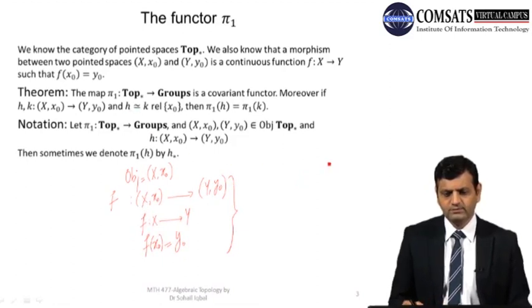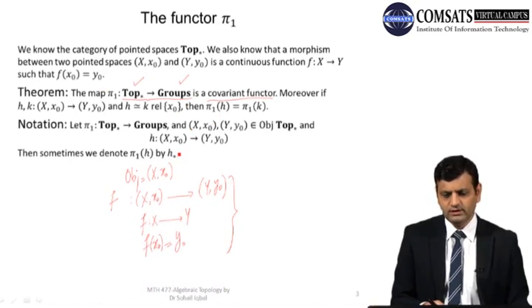Now we are going to define this pi1, which is going to be a functor from the category of pointed topological spaces to the category of groups. We will show that it's a covariant functor, and moreover if we have two continuous functions h and k which are homotopic relative to x naught, then pi1 of h is equal to pi1 of k. In other words, if we have two homotopic morphisms between two pointed topological spaces, then their images under this pi1 are equal.